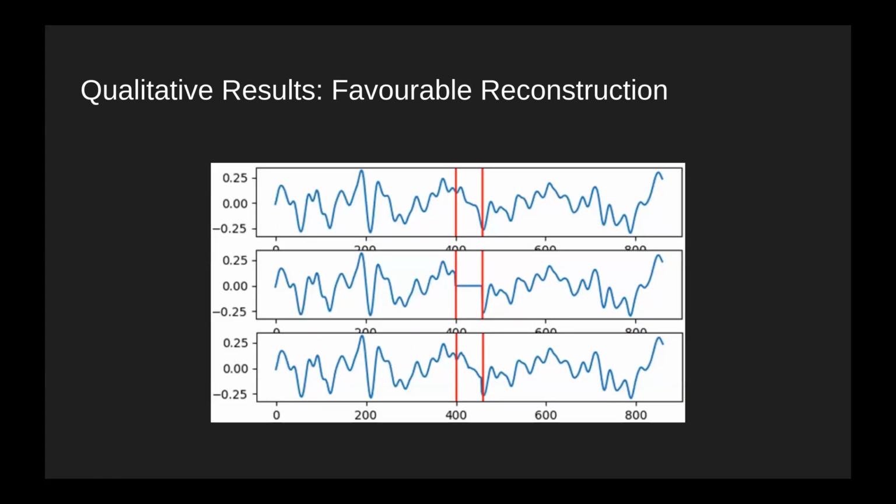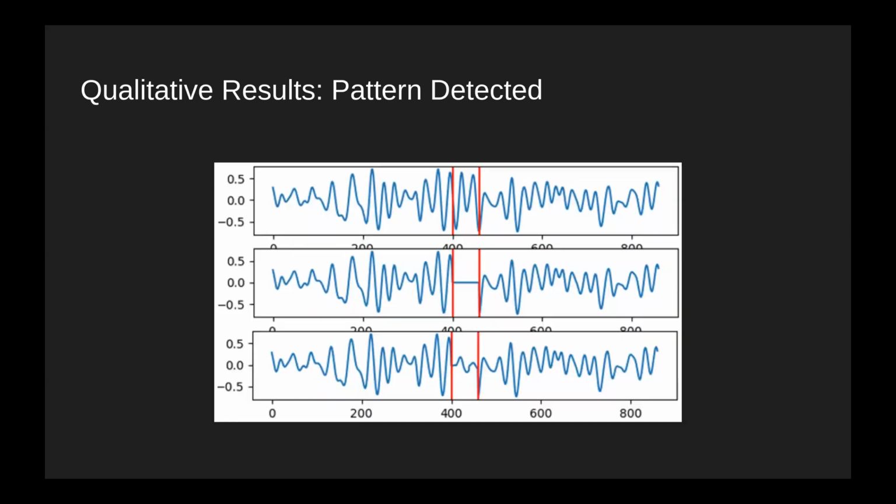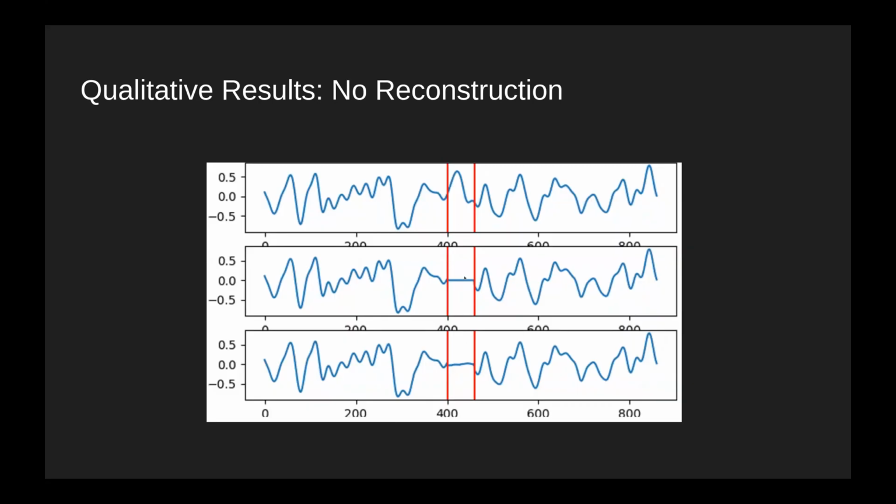For the qualitative results, as we showed last time, we had approximately 3 types of results. The first one was a very favorable reconstruction, almost able to mimic the actual waveform. The second one was where a pattern was detected but it wasn't able to reconstruct it fully, though as we can see, it was able to get the same number of peaks. And the third one was no reconstruction, where our model failed, but these types of examples are very few.